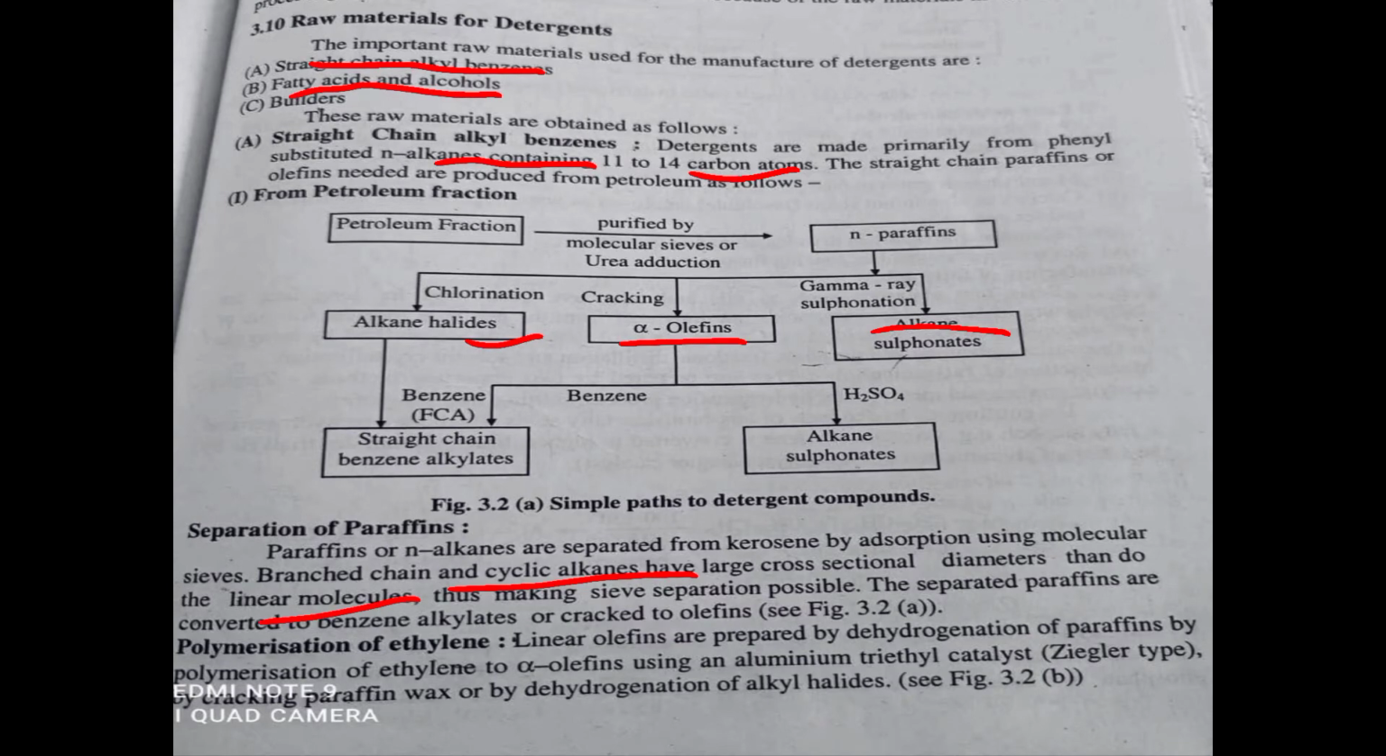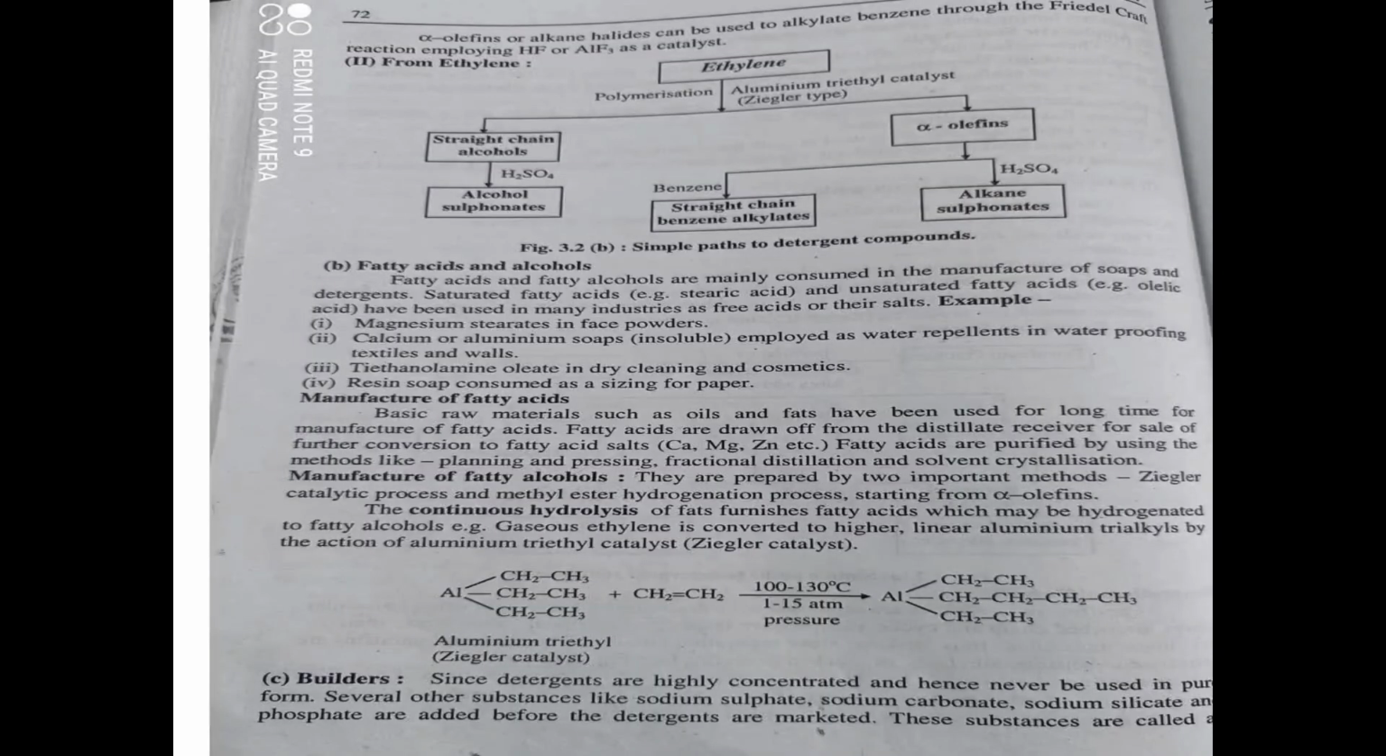Then separated paraffin are converted into the benzyl alkylate. Then ethylene gives alpha olefin using aluminum triethyl catalyst, that is a Ziegler-Natta type, by cracking paraffin wax or dehydrogenation of alkyl halide. See this in the flowchart diagram. Next, this is the simple path to detergent compound. Then alpha olefins are also used to alkylate benzene through the Friedel-Crafts reaction employing HF or AlF3 as a catalyst.